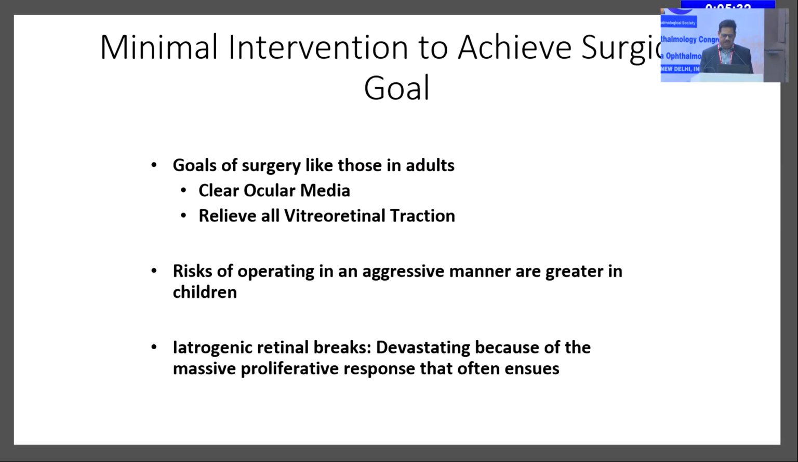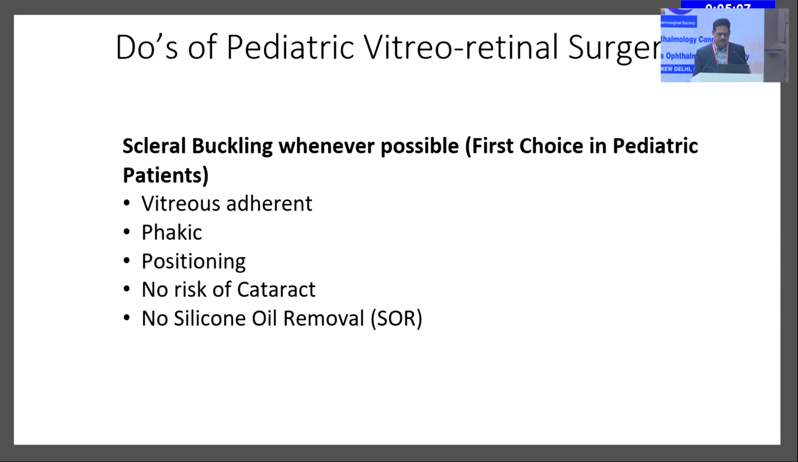Then what should be the goal of the surgery? The goal of the surgery should be to clear the ocular media and relieve all the vitreoretinal traction. This is more true for retinopathy of prematurity, because too much aggressive surgery puts you in a very difficult situation. If you do too much, there is a retinal break, and once there is a retinal break, the whole story is over.